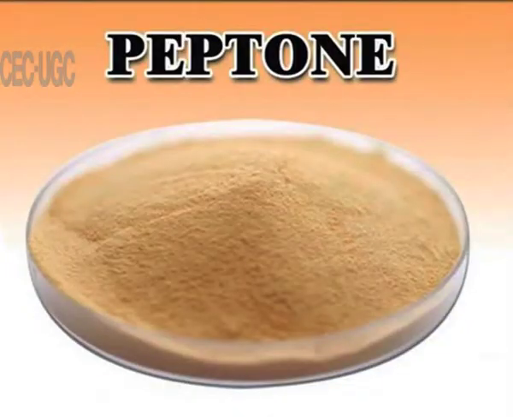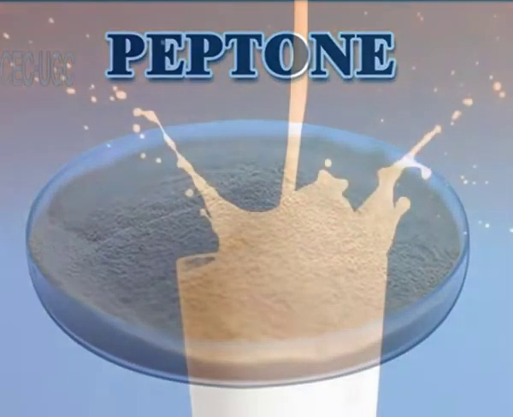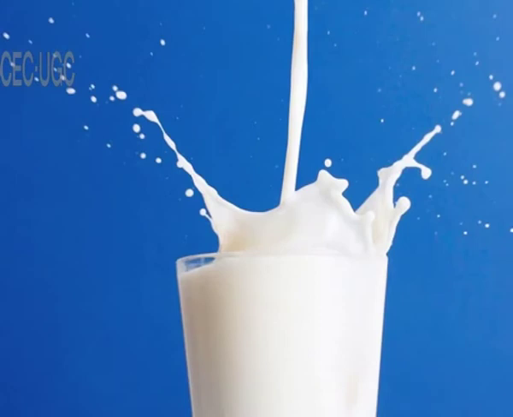Now apart from the proteins, we also have other components like enzymes which are present in milk, like alkaline phosphatase. Apart from this, we also have peptones in the milk as protein components.